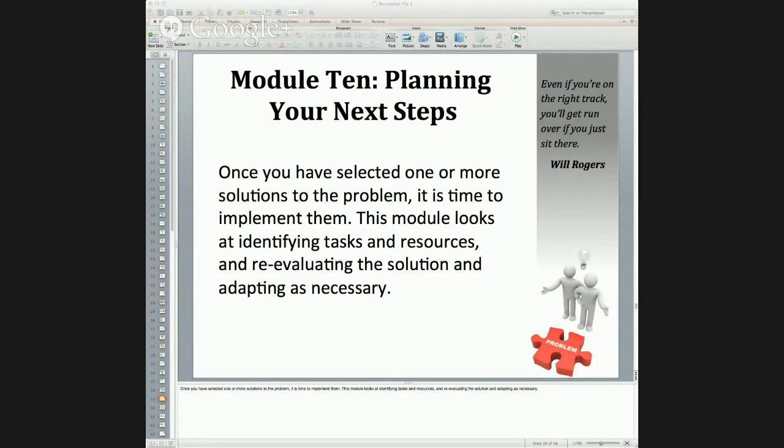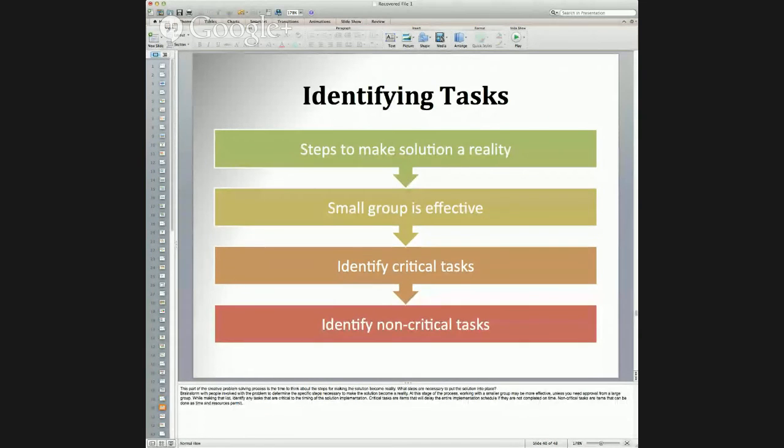Once you have selected one or more solutions to the problem, it is time to implement them. This module looks at identifying tasks and resources and re-evaluating the solution and adapting as necessary. Identifying tasks. This part of the creative problem-solving process is the time to think about the steps for making the solution become more of a reality.